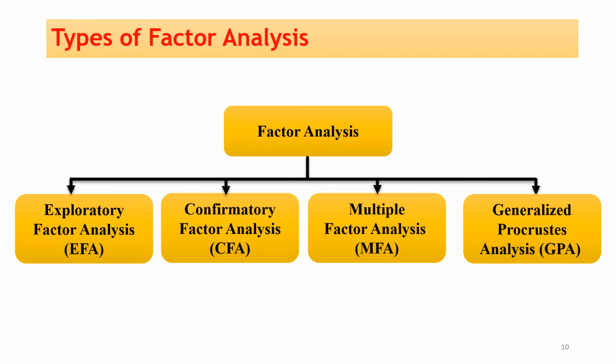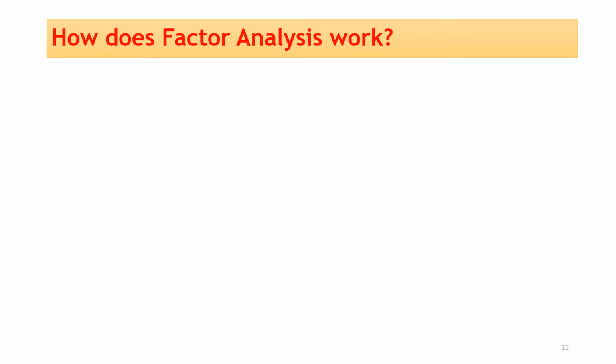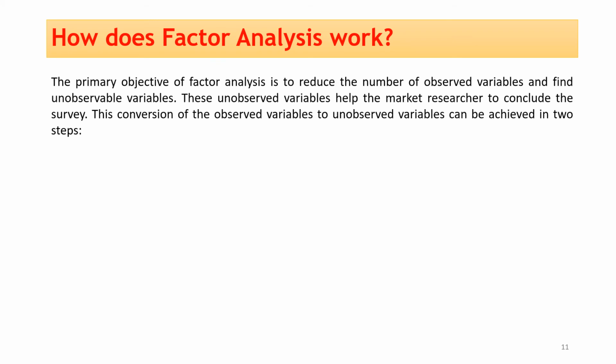So these are the various types of factor analysis, that is EFA, CFA, MFA and GPA. Now, how does factor analysis work? The primary objective of factor analysis is to reduce the number of observed variables and find the unobservable variables. These unobserved variables help the market researcher to conclude the survey. And this conversion of the observed variables to unobserved variables can be achieved in two steps.